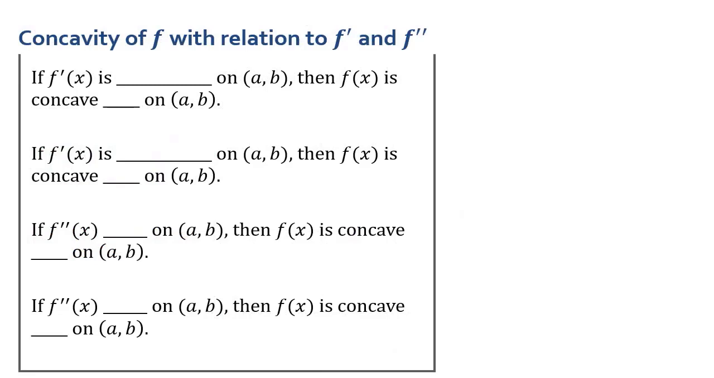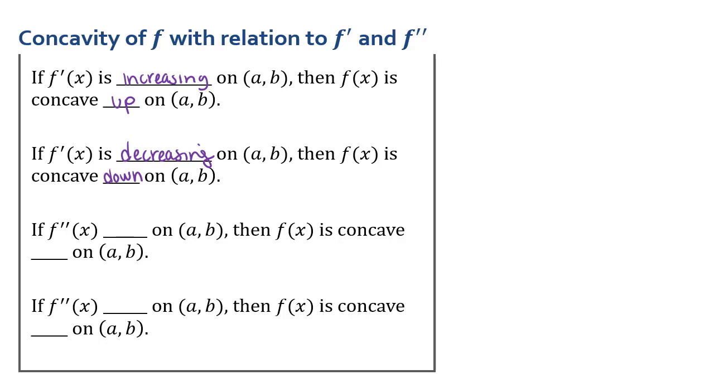Let's look at the relationships of concavity in terms of the function, its first derivative, and its second derivative. So if the first derivative is increasing, that's going to end up meaning that the original function is bending up, so that means the function is concave up. If the first derivative is decreasing on an interval, then f of x is concave down. Again, if you think about that, that means the derivative is slowly going down, which is going to cause a bend in the original function.